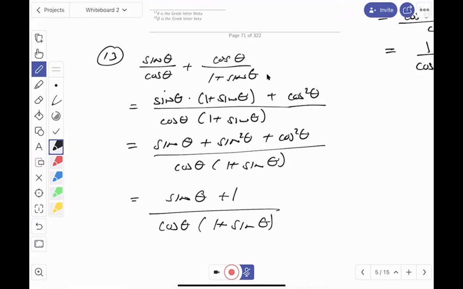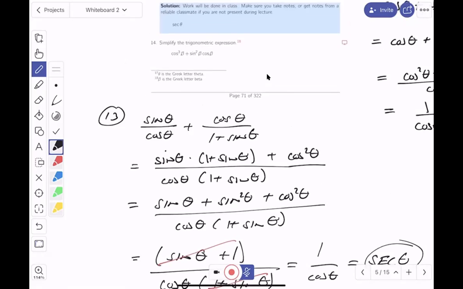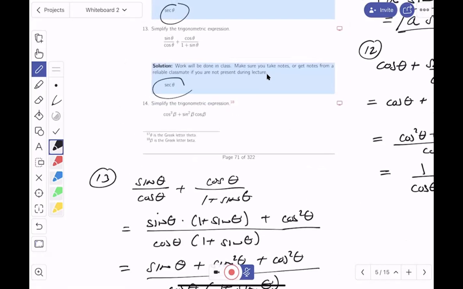Well, I now know there's a factor in top and the bottom that are identical, and they would cancel off. And what would be left? 1 over cosine theta, which we know is the secant of theta. All right. Again, I want to point out, you look at the answer key, you'll see that as well. All right, let's look at number 14.